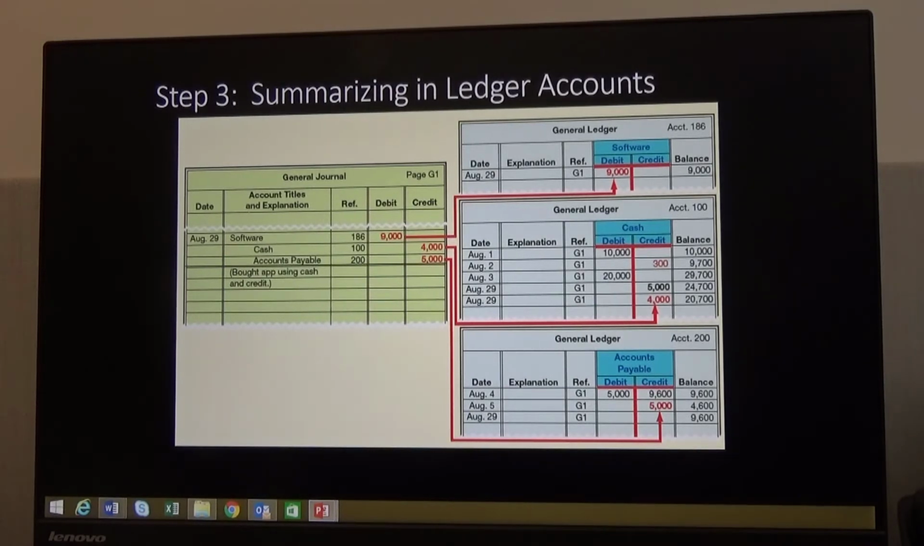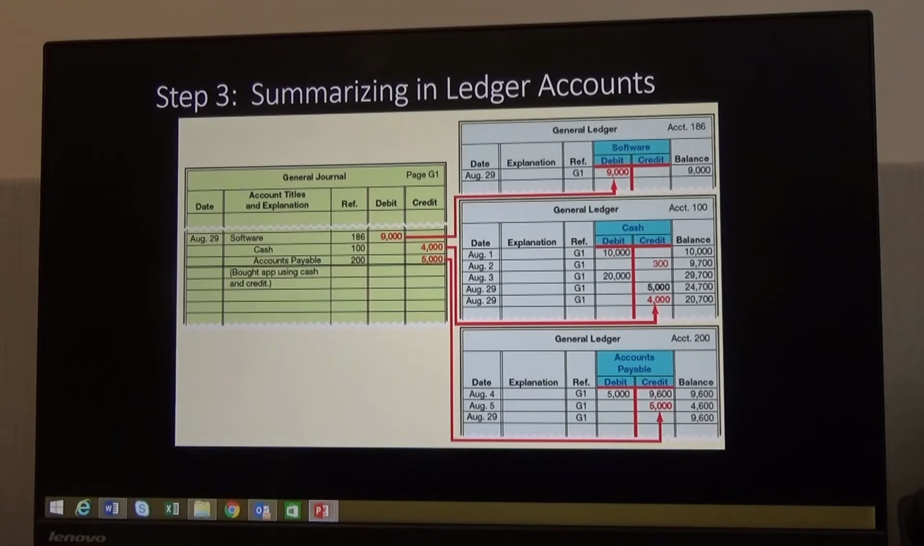And so we have what's called a chart of accounts in companies, and each account that's on the chart of accounts will go on the company's general ledger, where we'll keep track of the increases and decreases in that account. And so you'll notice here that in the general ledger we have three different accounts. One is account number 186, which is the software account. One is account number 100, and that's the cash account. And the other is the account number 200, which is the accounts payable account.